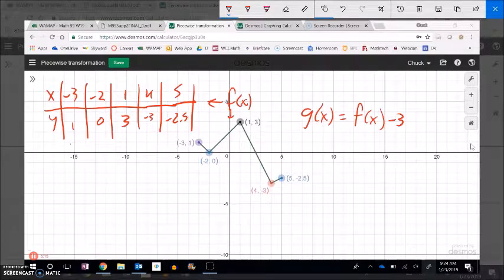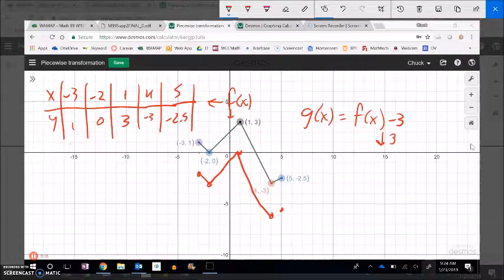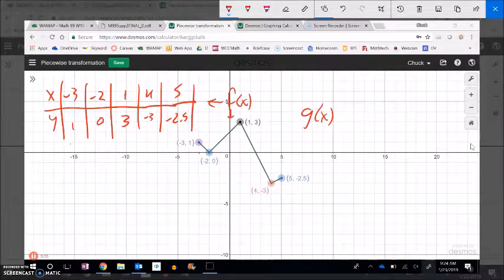I would subtract 3, right, down 3. So I would subtract 3 from each of the y values. On the graph, I would just move this down 3. So 1, 2, 3. Same shape, shifted down. All right, one more example.